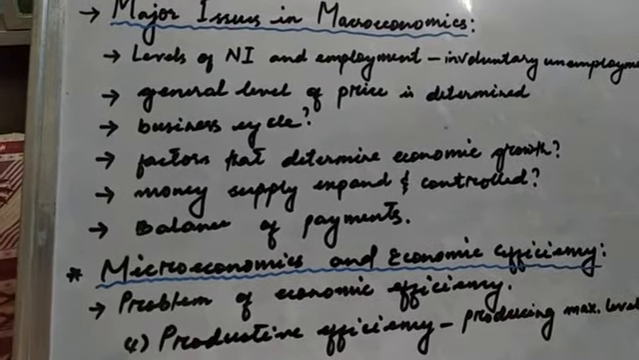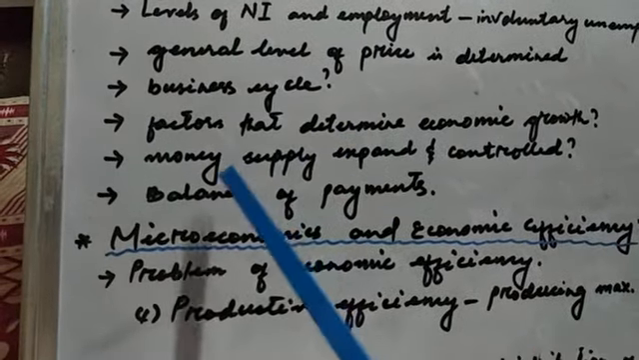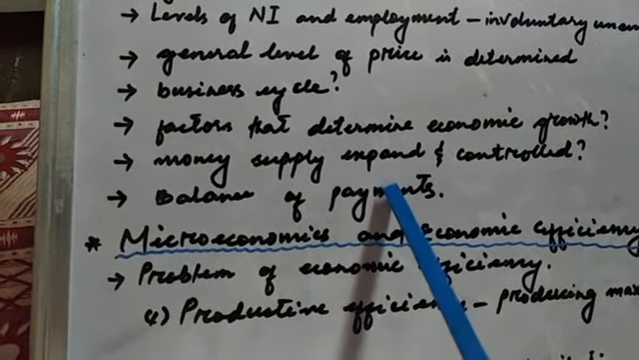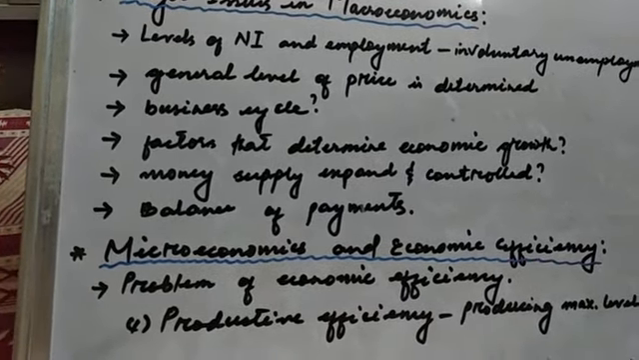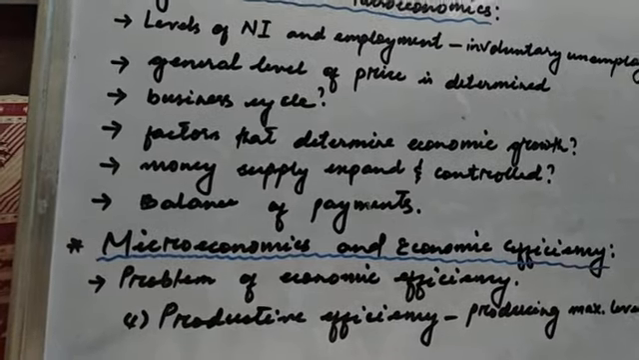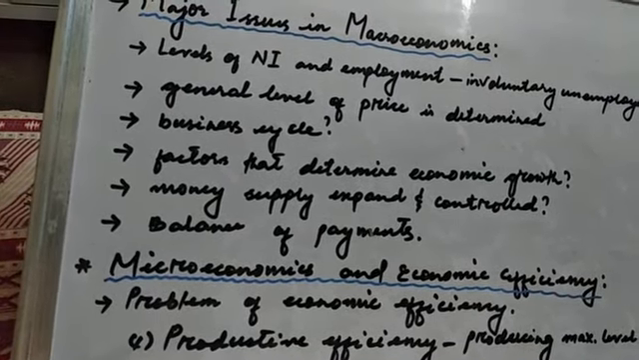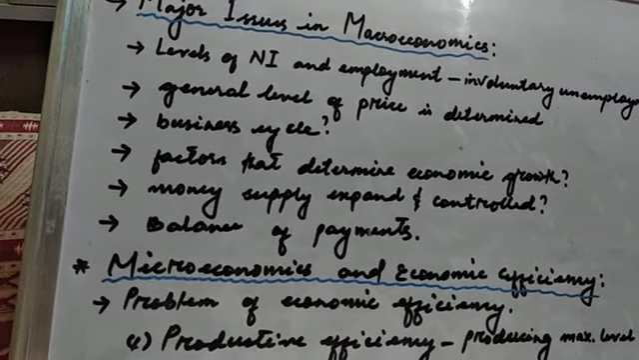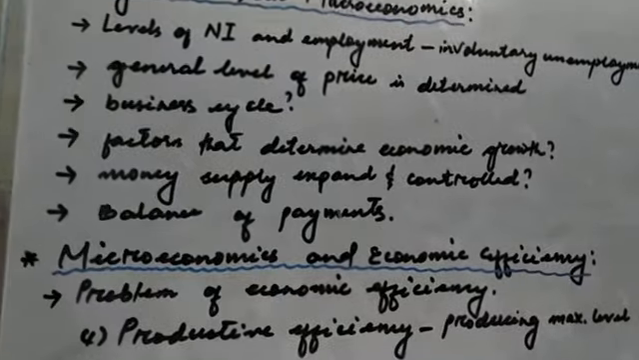Fifth subject that is under macroeconomics is how total money supply can be expanded or is controlled by the central bank of a country. So how money supply is regulated by the Central Bank of India or Central Bank of a country is studied under macroeconomics.